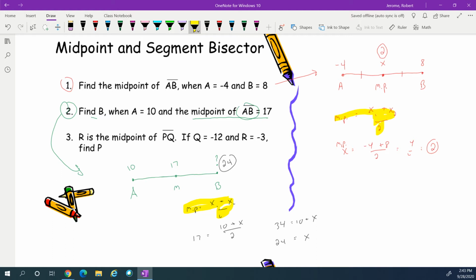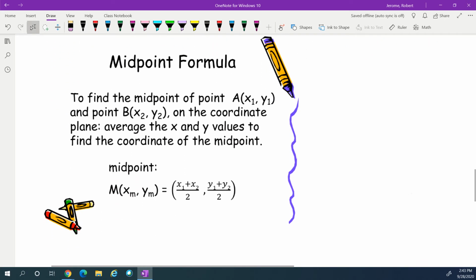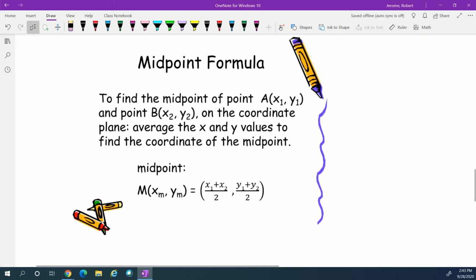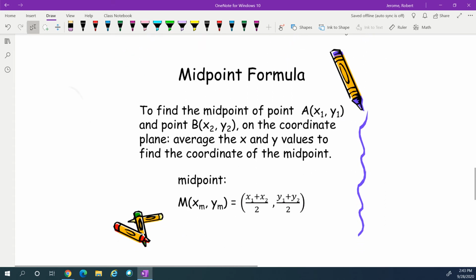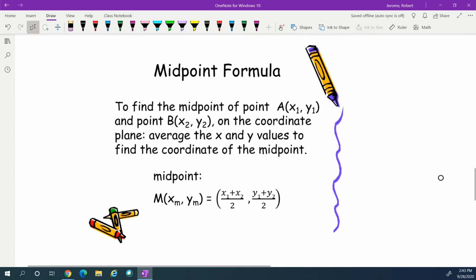All right, we're going to step up to the coordinate plane and look at this formula carefully. Here's our midpoint formula on the coordinate plane. Remember, on the coordinate plane, it's not just one number. It's a pair, an ordered pair, x and y.